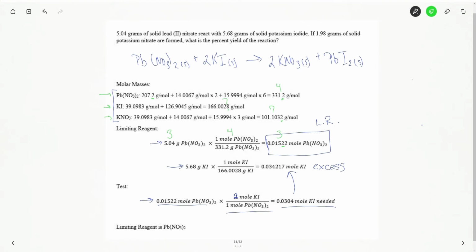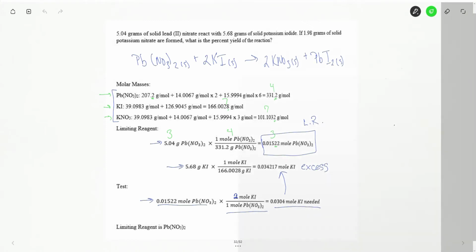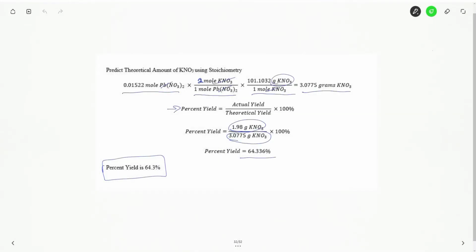Notice I went ahead and kept 4 digits to do all my calculations. It's perfectly fine. If we look at my next page where I carry that calculation on through, again, I should be rounding to this too. My mole ratio is exact. My molar mass of my potassium nitrate has 7 sig figs. So what's going to limit me are my 3 sig figs in my lead nitrate. Hence, I should be rounding right here in my grams of potassium nitrate.